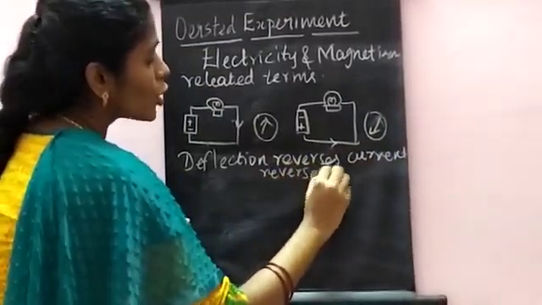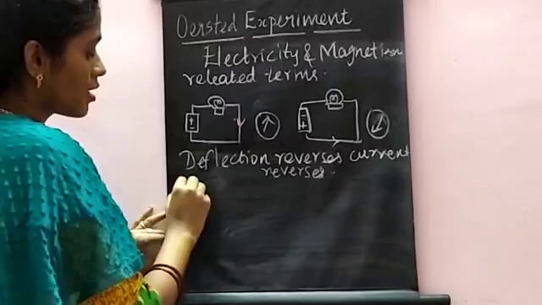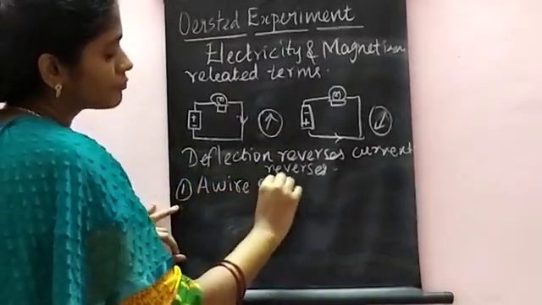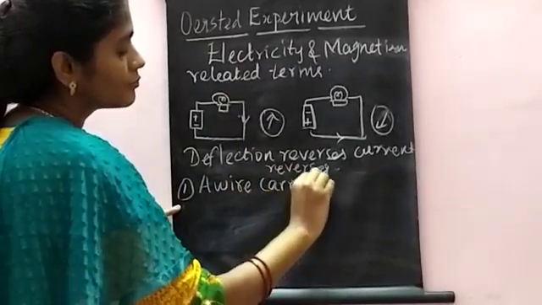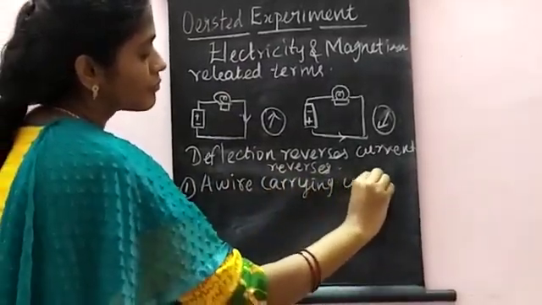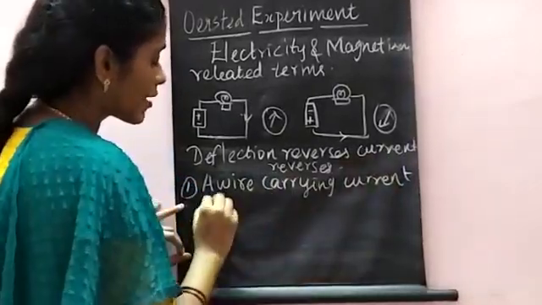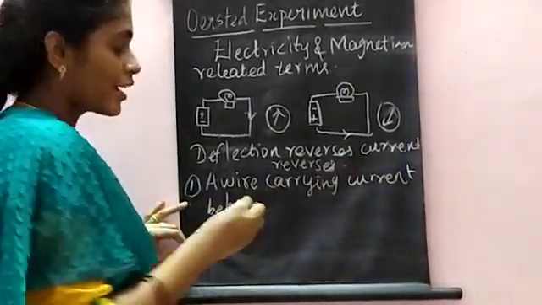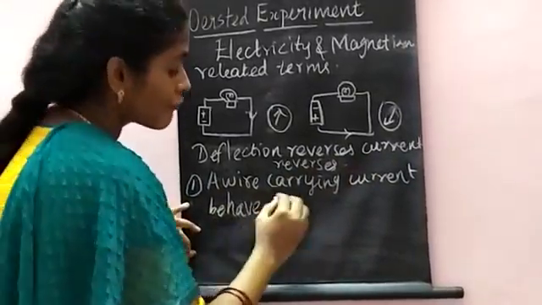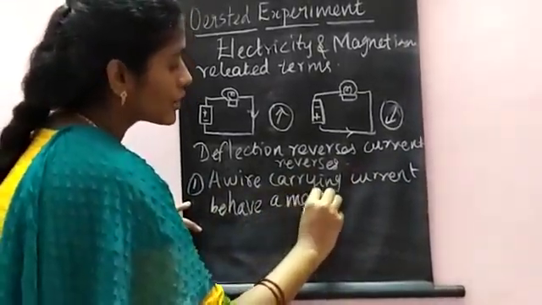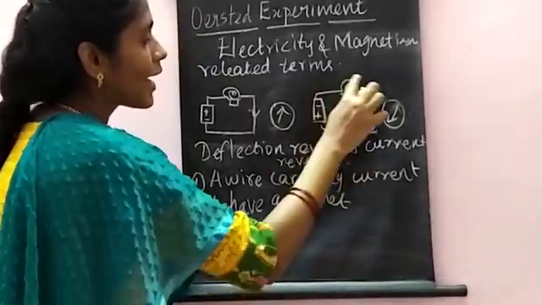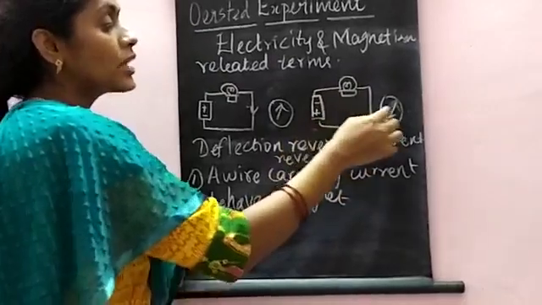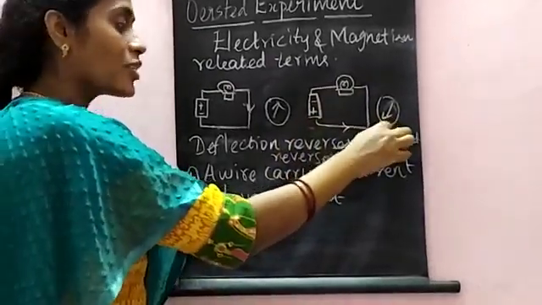So what is the conclusion of this experiment? A wire carrying current behaves like a magnet. So if there is a current, it must have a magnetic field. In that circuit, the current carrying circuit behaves like a magnet. For that reason only, the magnetic compass needle shows the deflection.